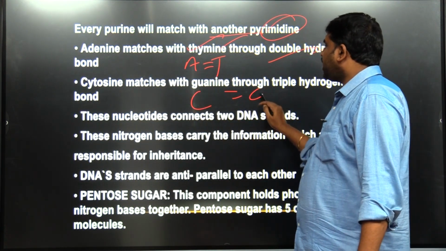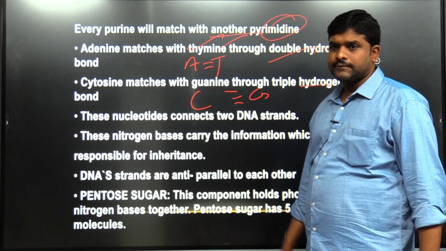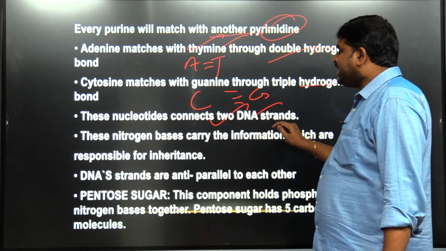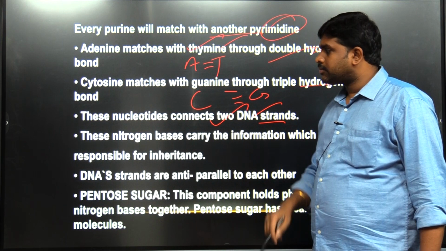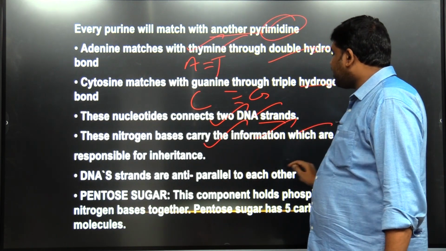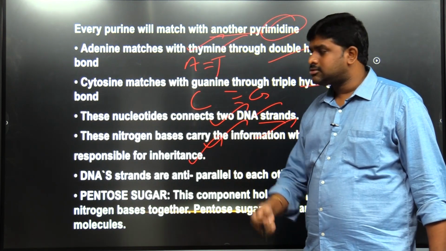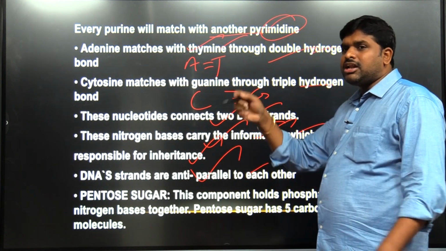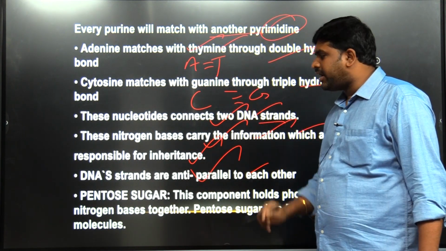Cytosine matches with guanine with a triple hydrogen bond. This nucleotide contains 2 DNA strands. These nitrogen bases carry the information which is responsible for inheritance. DNA strands are anti-parallel to each other, 5', 3', 3', 5'.